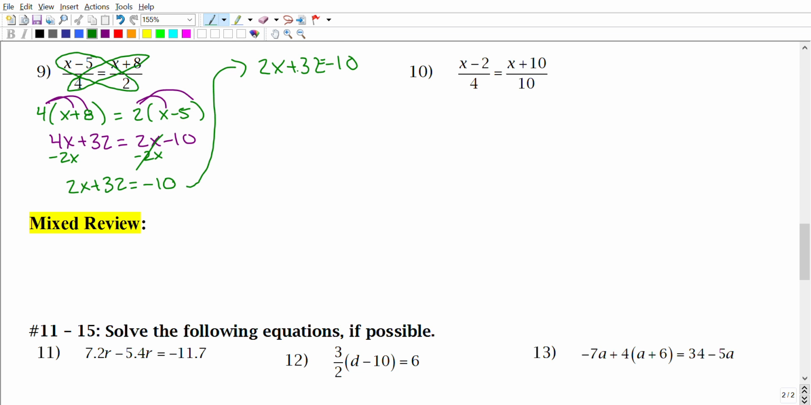Okay, so next thing, I got to get rid of my 32 first, and then I'm going to get rid of that 2 in front of the x. So what do I get? I get 2x equals -42. Finally, divide by the 2. I get x equals -21. Okay. All right. So, up to you guys to do number 10 on your own, so go ahead and pause the video and give that a shot.